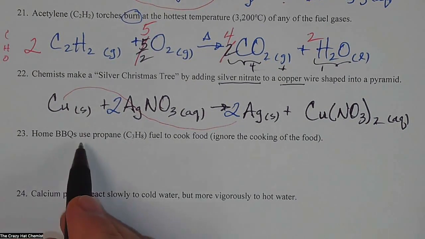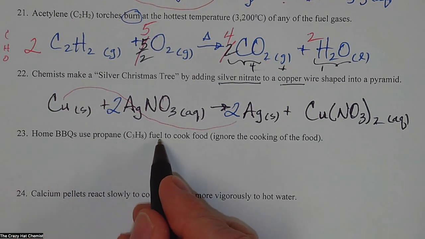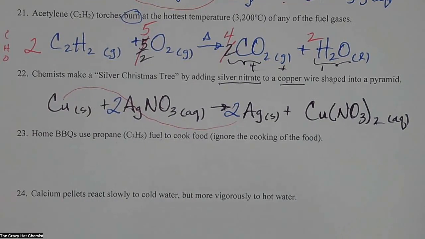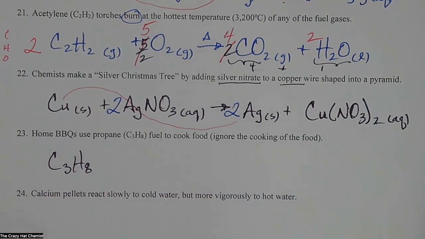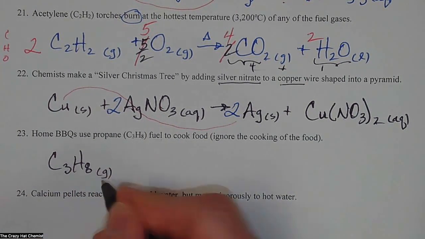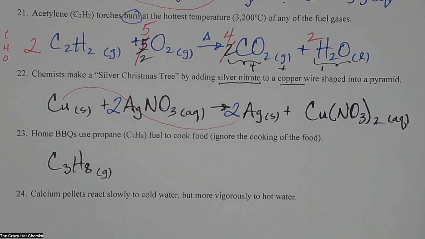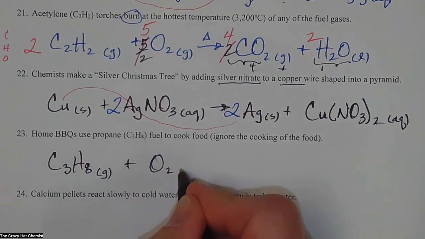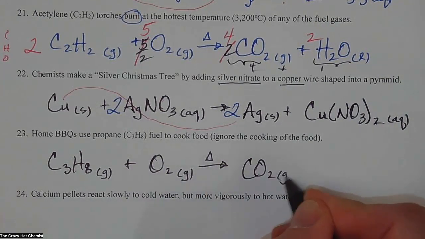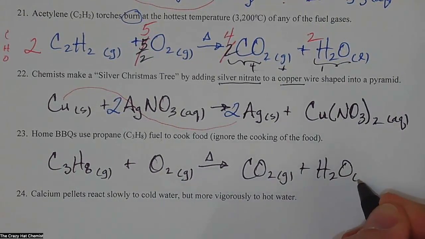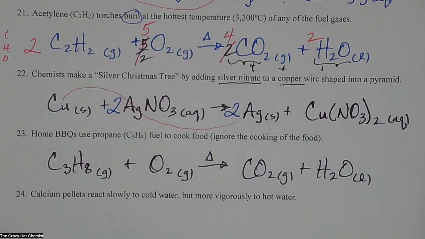Number 23, it says home barbecues use propane, C3H8 fuel to cook food. Okay. So we're going to cook. We're going to burn this stuff. So C3H8. You guys know that a propane stove, that's a gas that's inside there, that's burning. It might be liquefied propane because it's compressed, but that's a different story, but it is a gas. Plus, since it's a combustion reaction, O2, molecular oxygen, heat, carbon dioxide, gas, and water, that's a liquid.